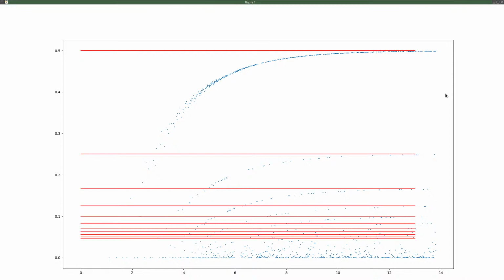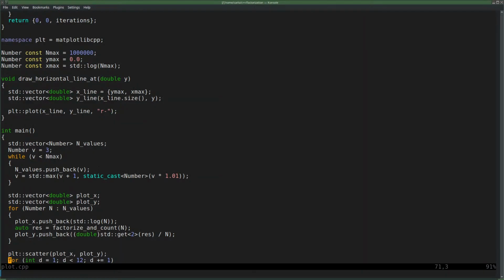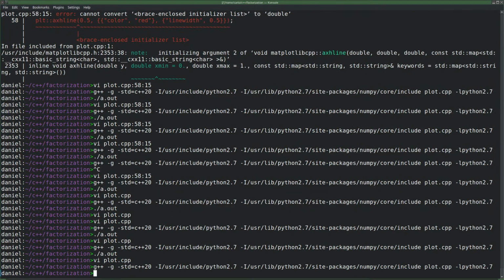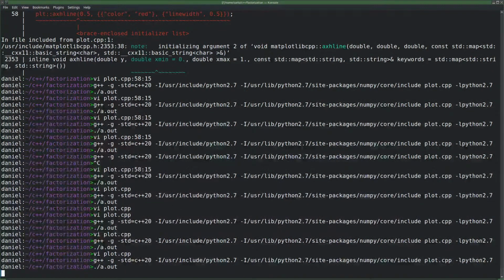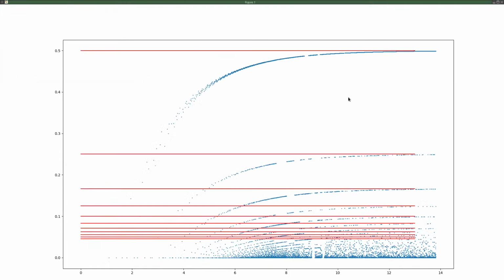There's more of them. Okay, let's draw even denser. I want to see the structure in the plot. It is hard to see.